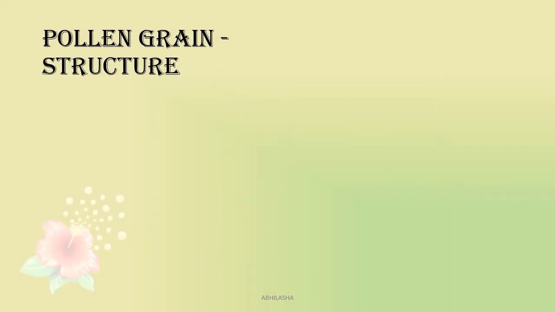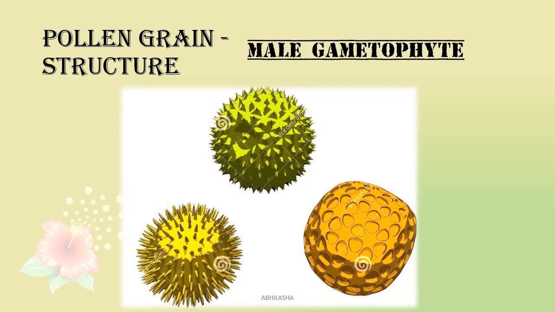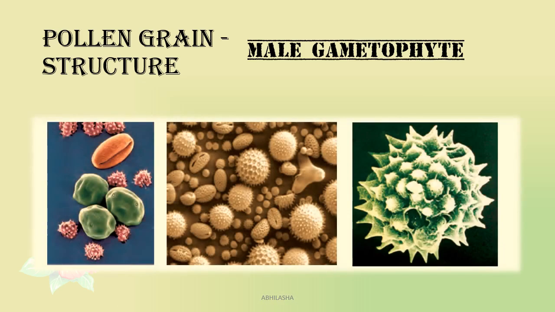Now let's study the structure of pollen grains. Once again, pollen grains are the male gametophyte. Before we go into detailed structure, let's see a few pollen grain images using the amazing technique of scanning electron micrography. Now what is striking about these pollen are the unique surface features. The colors, designs, each of them are unique.